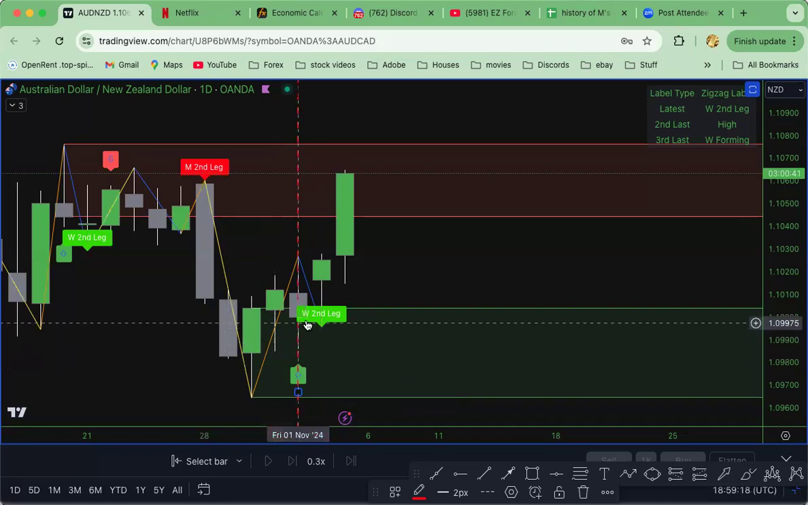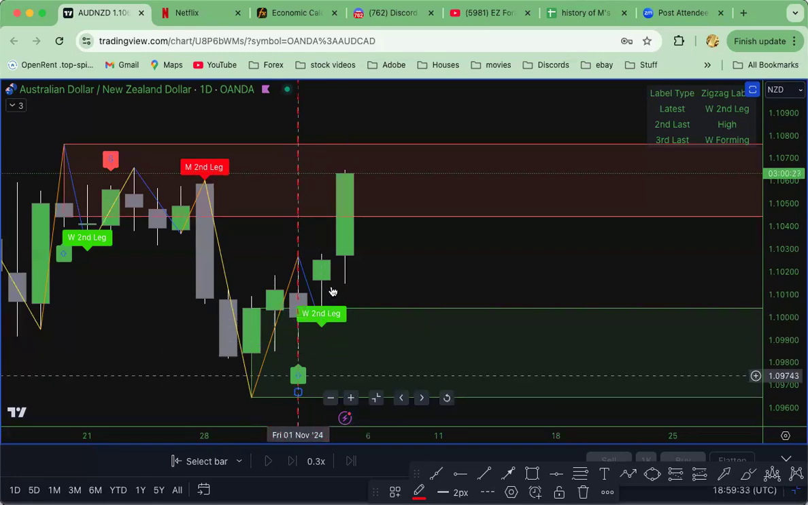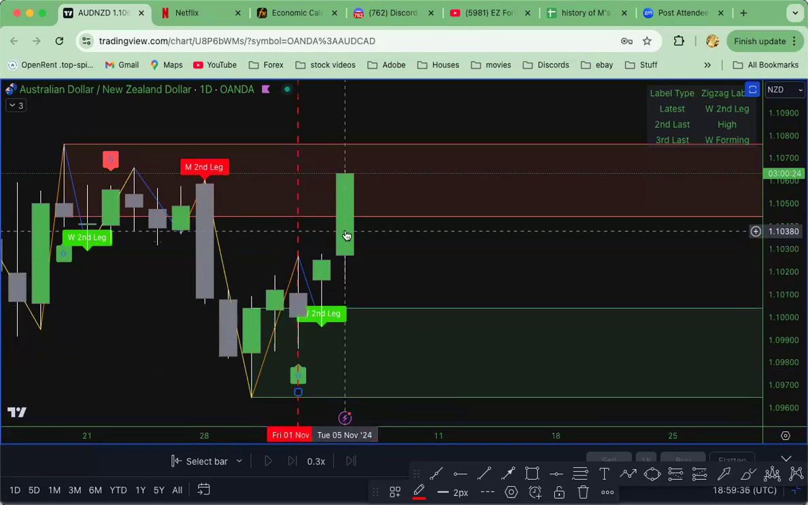So you can see here straight away, what do we see? We see a second leg of a W on a daily time frame. The fact that we're seeing a second leg of a daily W forming here gives us a very good indication that this support zone is going to do a continuation of a buy. And this is exactly what we saw here.